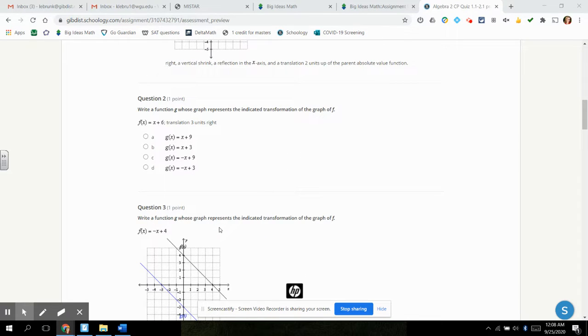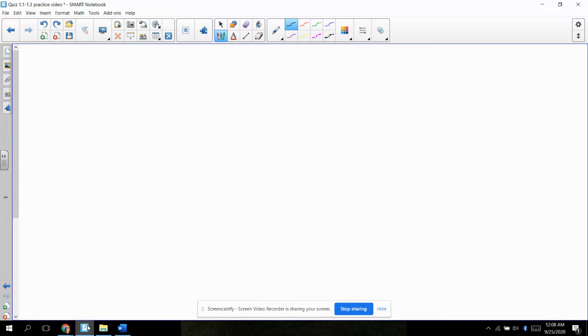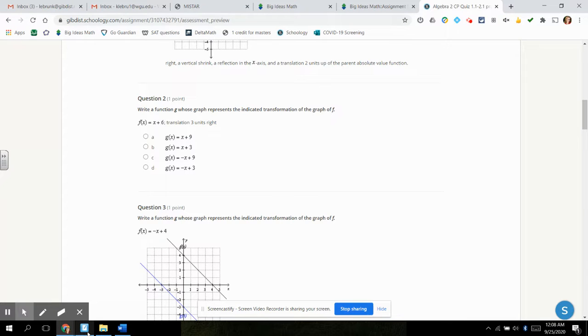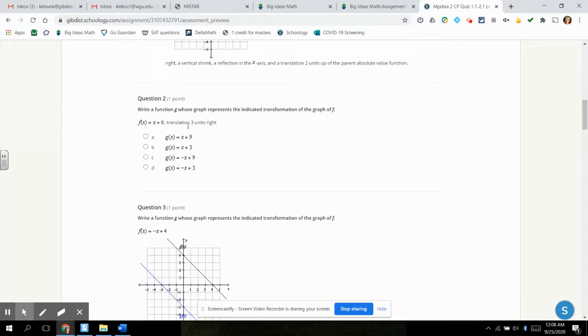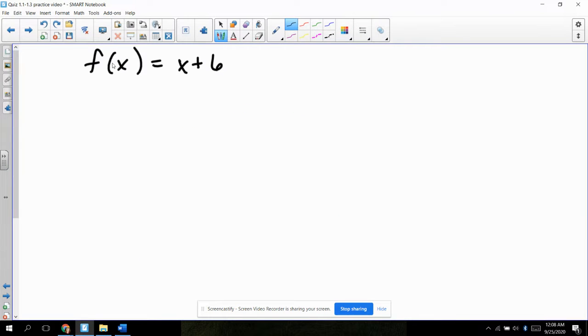Number 2, they give us a function and we're going to apply this. So let's go onto a sheet so I can write x plus 6. And I'm going to take that function and translate it 3 units to the right. So this is the rule that happens. When you go to the right, it's a +3. But in the rule, there's a negative sign. So that's why it ends up being x minus 3.